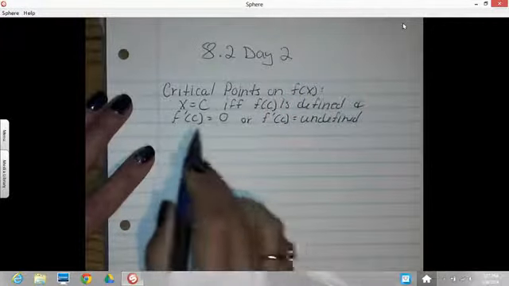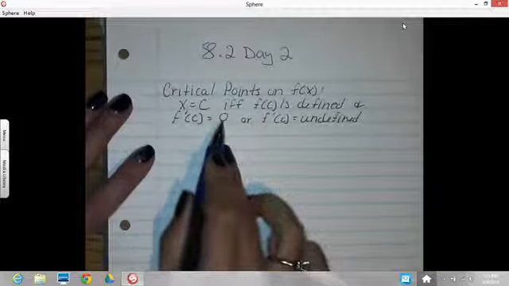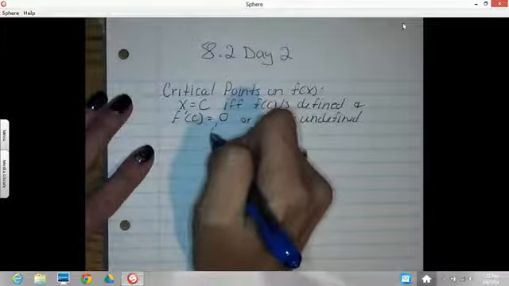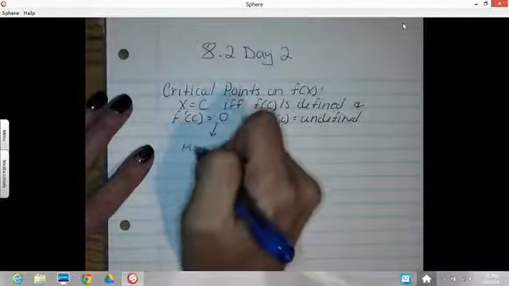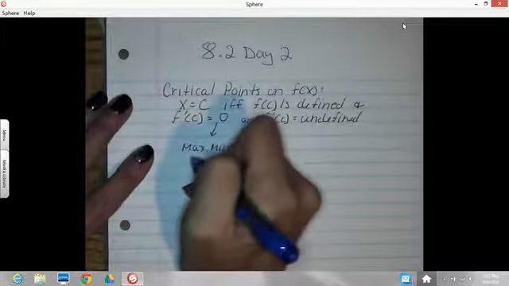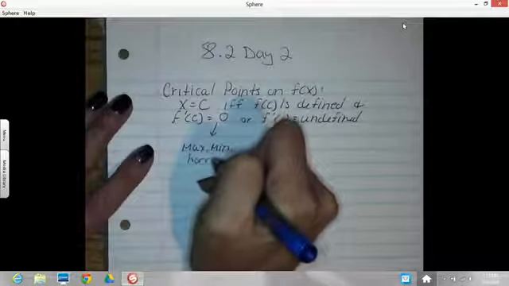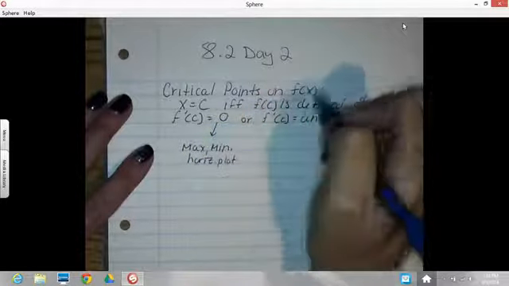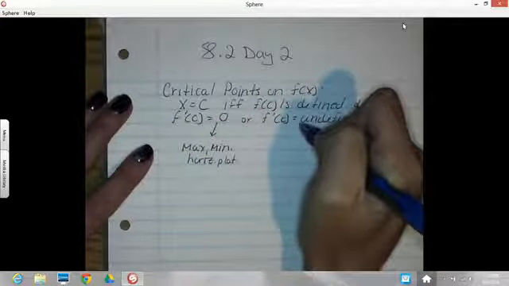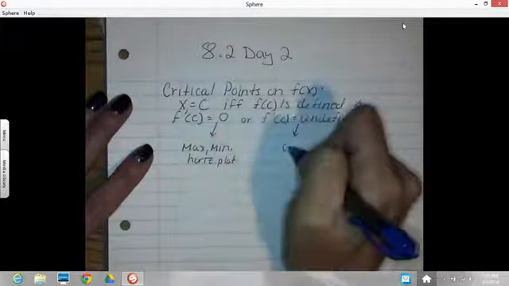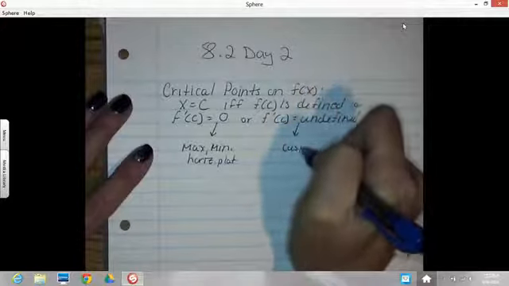So if the first derivative is 0, we'll have a critical point, and if it's 0, we just learned that that critical point is either going to be a max, a min, or a horizontal plateau. If it's undefined, we either have a cusp or a vertical plateau.